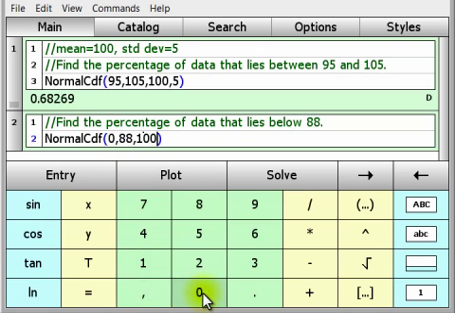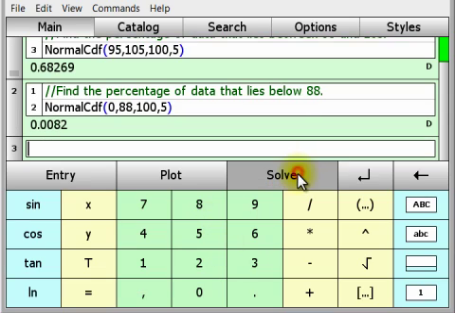And then your third argument is the mean, and your final argument is the standard deviation. And you can go ahead and hit solve at this point to return the value. It's a very, very small percentage of data. It's only 0.8% of the data lies below 88. And this is because 88 is a couple of standard deviations below the mean. It's between 2 and 3 standard deviations. So there's going to be a very small percentage of the data that's below that value.